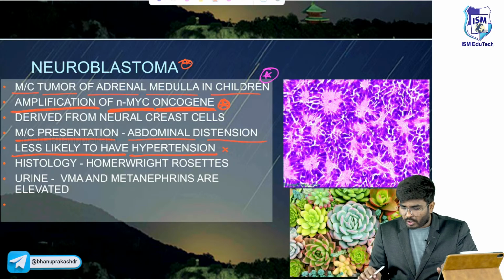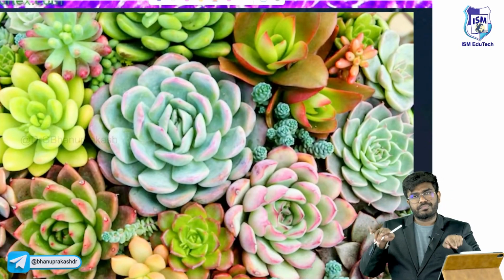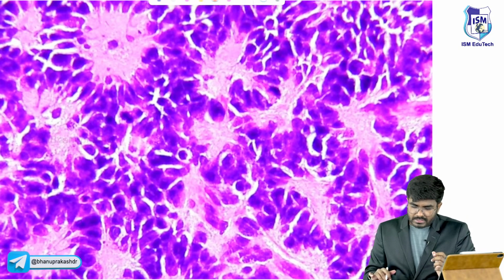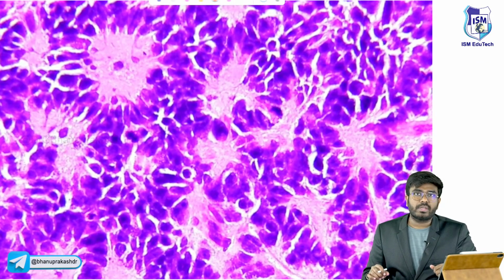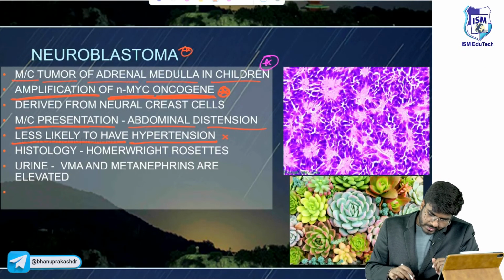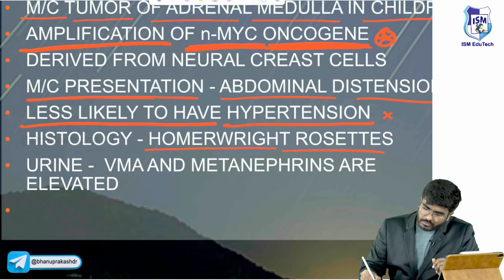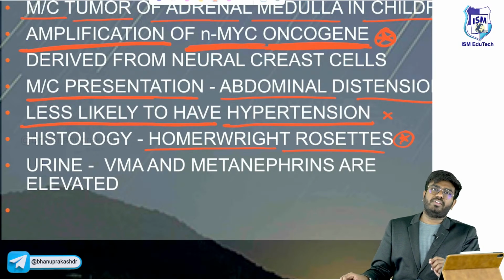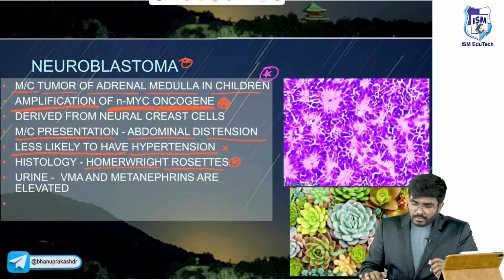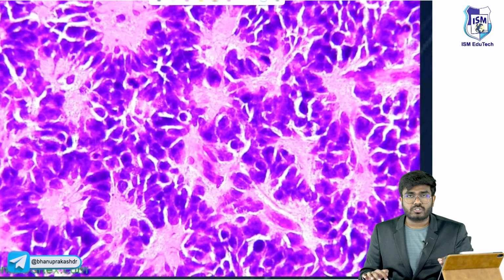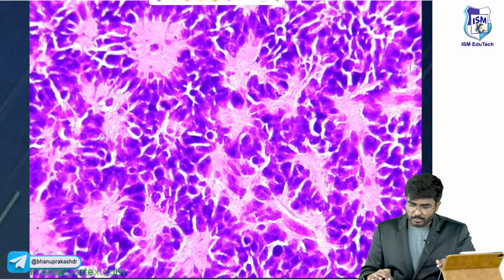An important point is the rosettes, the flower-like arrangement. Even here in neuroblastoma, see how the tumor cells look. There is a rosette appearance. On histology these rosettes are called Homer-Wright rosettes. Homer-Wright rosettes are seen in neuroblastoma with NMYC gene amplification. See how the tumor cells are arranged.